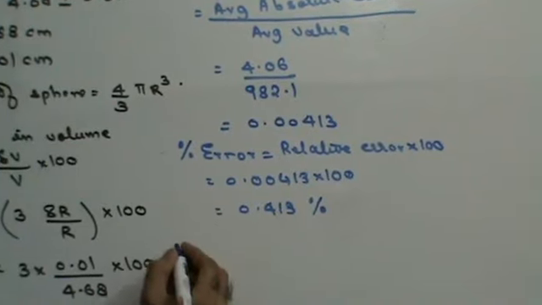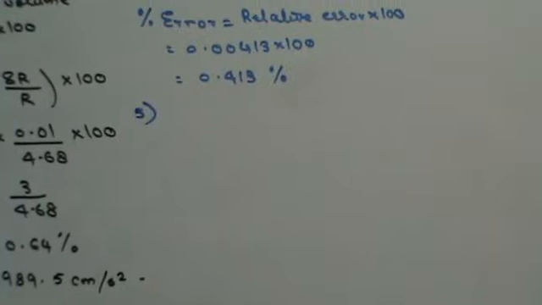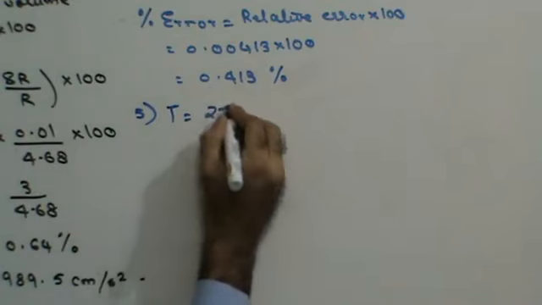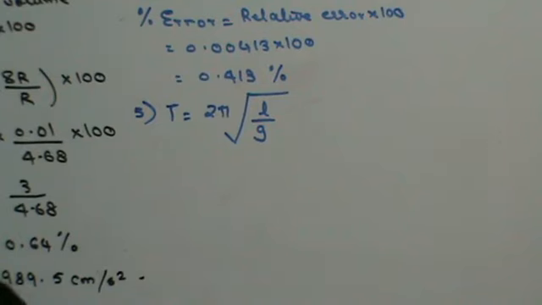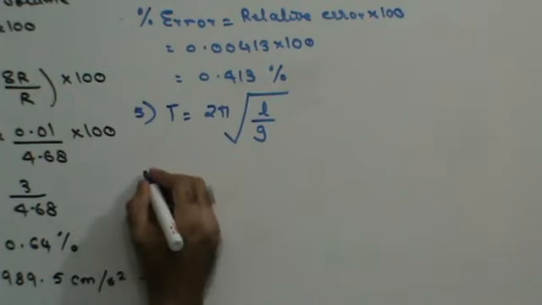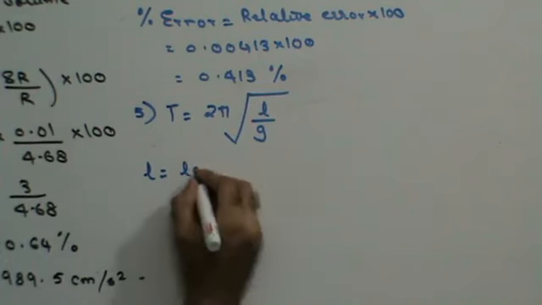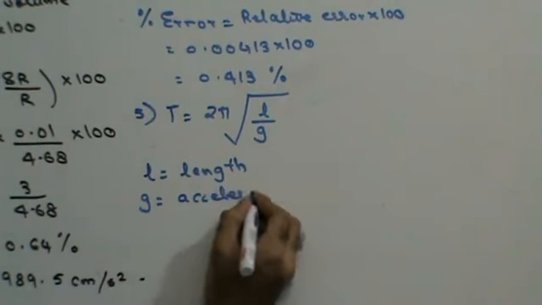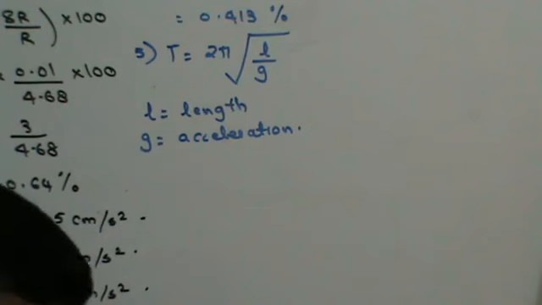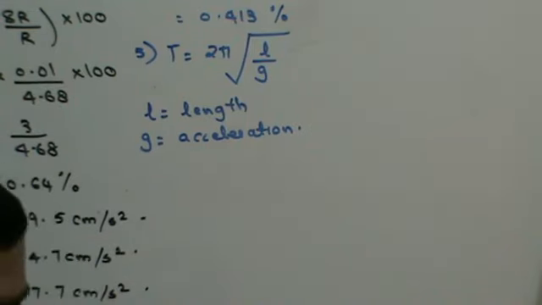Next, let's see another sum, guys. The time period of a simple pendulum is given by the formula T is equal to 2 pi root of L by G, where L is the length of the pendulum and G is the acceleration due to gravity. Verify this formula dimensionally.